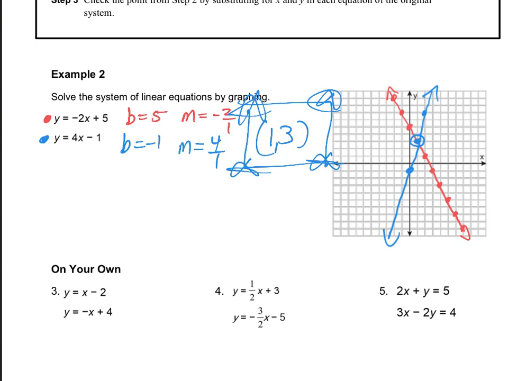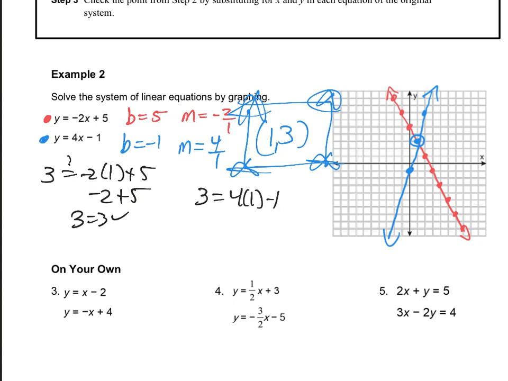So just to make sure, I'm going to check this back in the original. Does 3 equal -2 times 1 plus 5? -2 plus 5 is 3, so 3 equals 3. That works. And then I'm going to go to the next equation. I'm going to put in 3 equals 4 times 1 minus 1. So 4 minus 1 is 3. That worked. So we're just checking it. All right, so (1, 3) is correct.